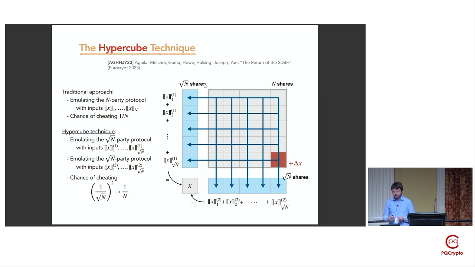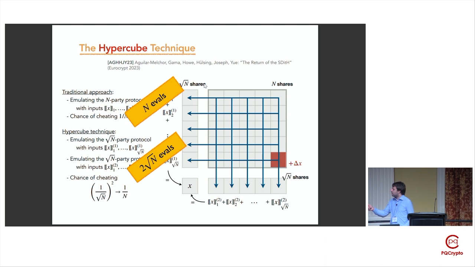Before, we had the cheating of one of the N parties in the traditional approach. Now for each sub-protocol, we have a soundness error of one over square root of N, because that is the number of parties in this sub-protocol. But since both sharings are drawn independently, the distribution probability is independent, and since we emulate both sub-protocols, we obtain the same soundness error: one over square root of N, squared.